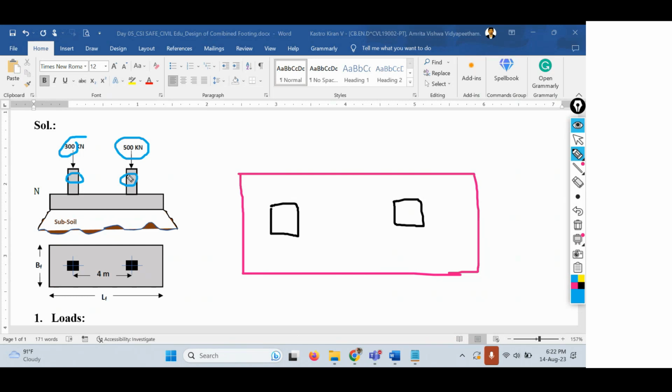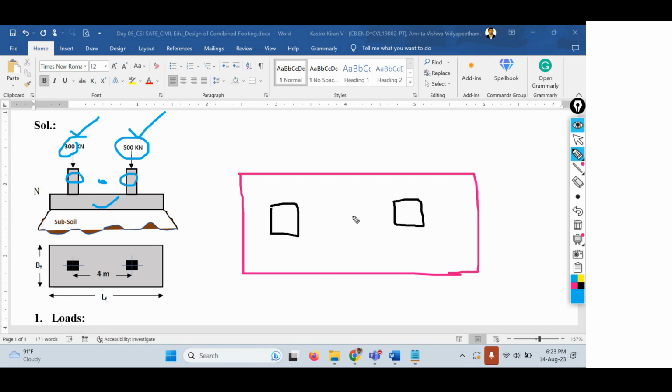So to ensure uniform pressure distribution, what should happen? The center of gravity of the loads and the center of gravity of the footing should coincide with each other. When they coincide, there won't be any non-uniform pressure distribution. There will be uniform pressure distribution when you ensure the center of gravity of the loads is combined with the center of gravity of the footing.